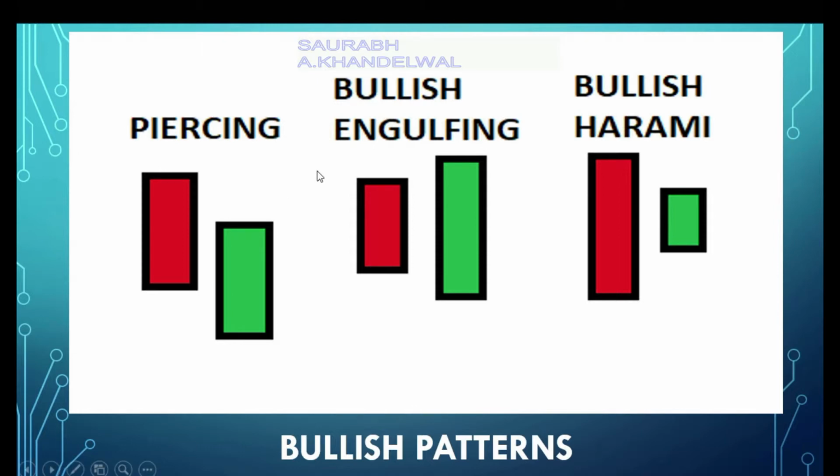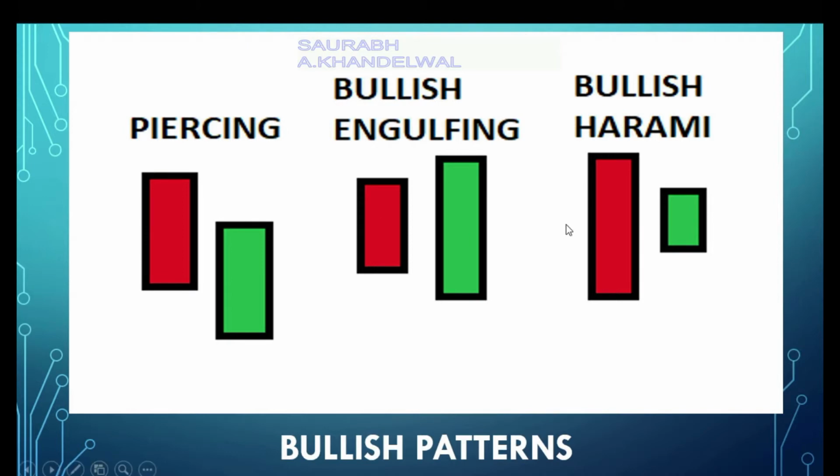So next is bullish engulfing. As you understand by the meaning of engulfing, when a green body engulfs the previous red body, it's called a bullish engulfing pattern. So it should engulf completely. Like this is the red, and the green body is bigger. It's engulfing the red body completely. It should engulf completely, then it's called a bullish engulfing pattern.